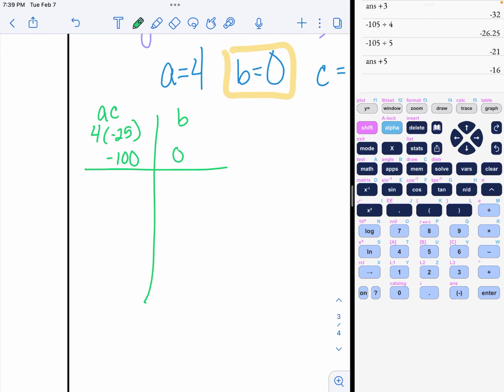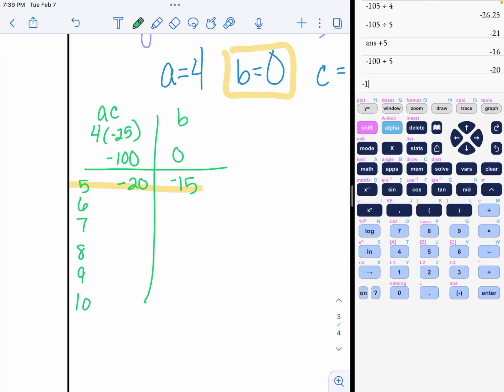I know the answer, so what I'm going to do is I'm just going to do 5, 6, 7, 8, 9, and 10, and I'll just tell you it's one of those. So it's -100 divided by 5, -20. Add these, and I get -15. That is not my answer.